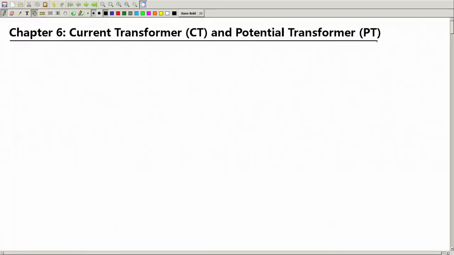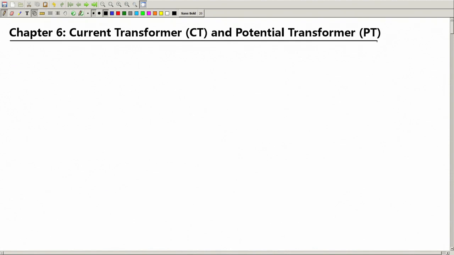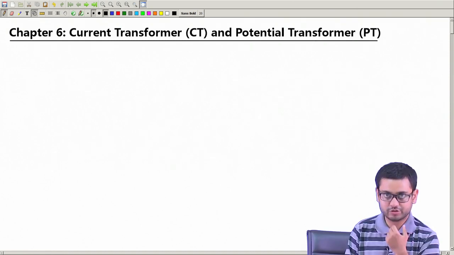Today we are going to start a new chapter which is on current transformer and potential transformer. They are called CT and PT in short. What is a current transformer or what is a potential transformer? As the name suggests, these are basically transformers, just transformer.